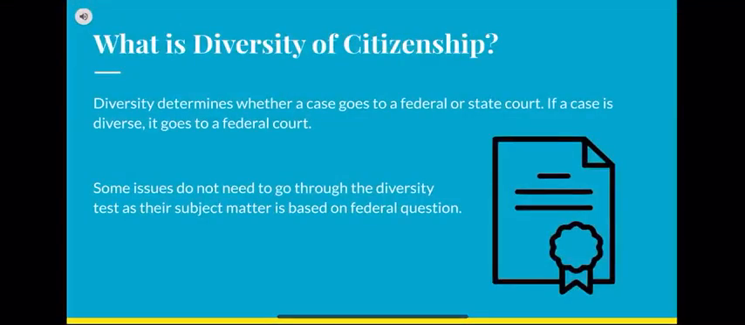Subject matter jurisdiction determines whether a case is heard in federal or state court. Diversity of citizenship is one of the tests that determines if a case gets heard in either. Some issues, though, do not need to be tested through the diversity test, as their subject matter is based on federal question.